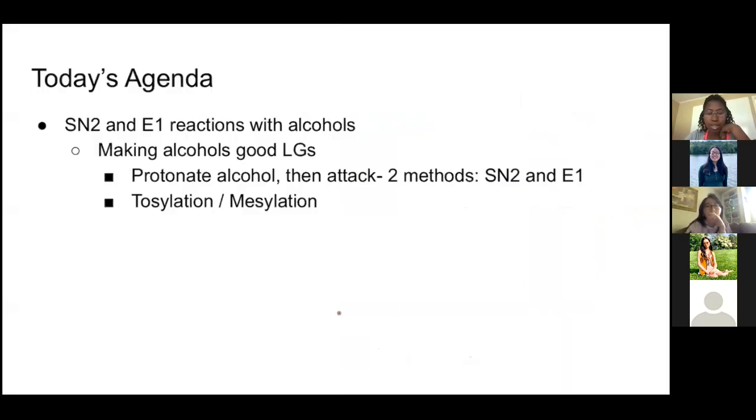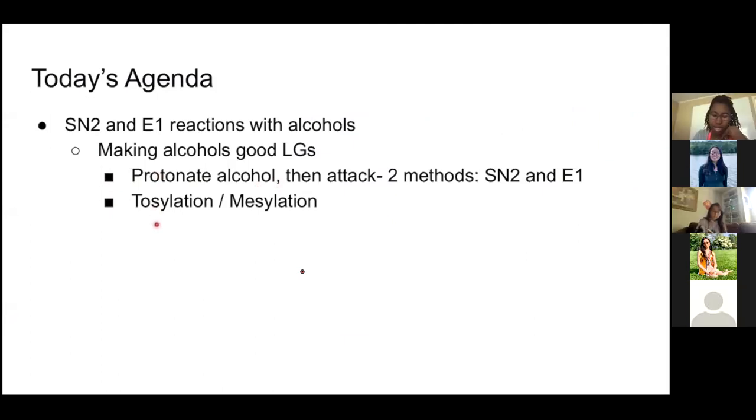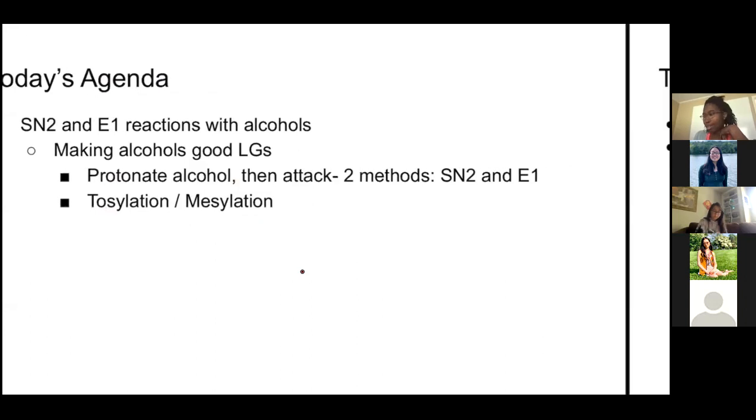So today we're going to talk about SN2 and E1 reactions with alcohols. Last Friday, we talked about various reactions with alcohols, and now we're going to talk about how they can play in to some of the reaction mechanisms that we've learned a little bit earlier this summer. Namely, we're going to talk about how to convert alcohols into good leaving groups. There are two different methods to do this, one of which is to protonate the alcohol, and the other is to use a step known as tosylation or another similar step known as mesylation. So let's go ahead and get started.